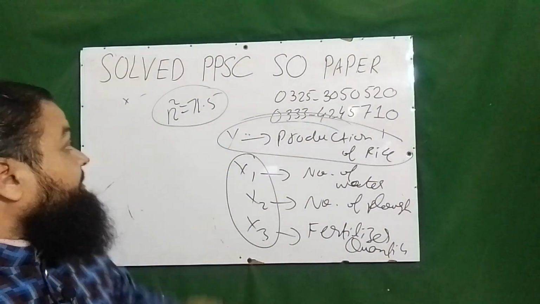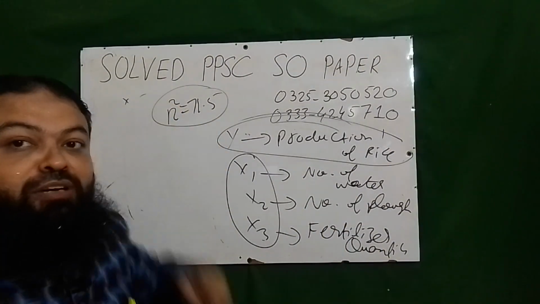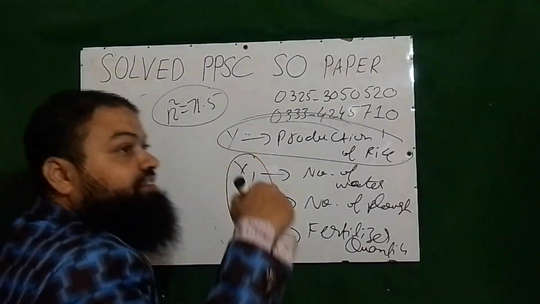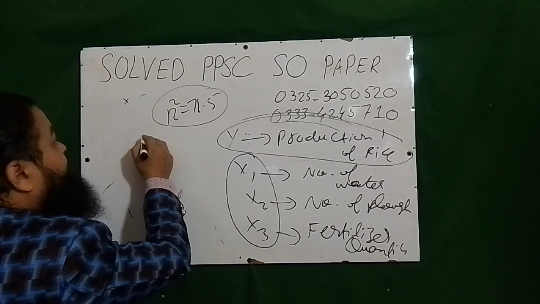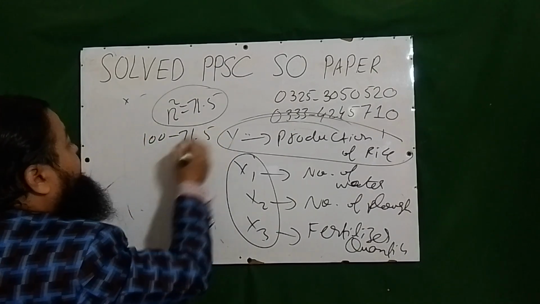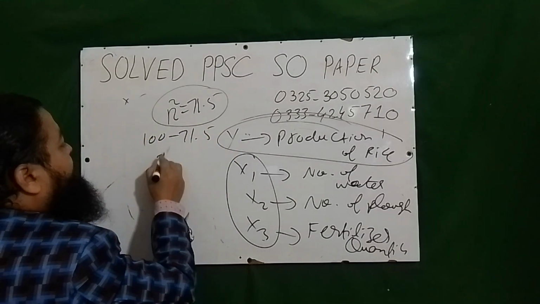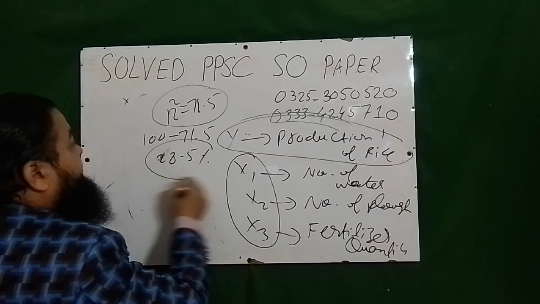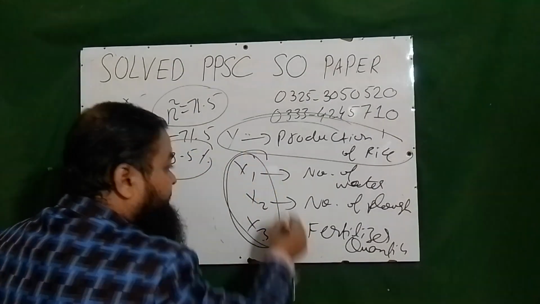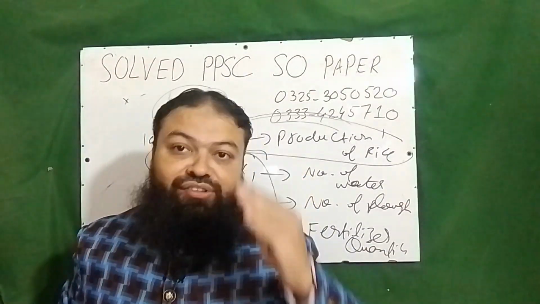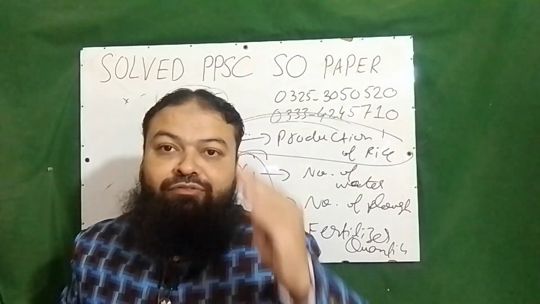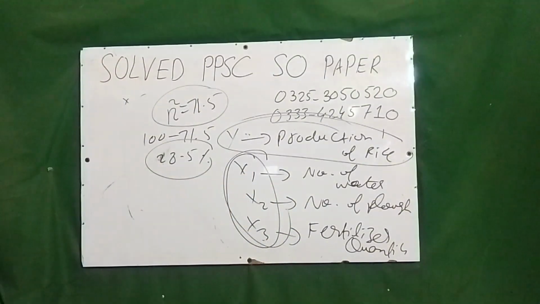And the question can be asked, what is the meaning of R square equal to 71.5, and how much variation is not explained by these three variables? It will be 100 minus 71.5, and that will be 28.5% variation not explained with the help of these three variables. These all are important questions, concepts, and MCQs for every written test of statistics.